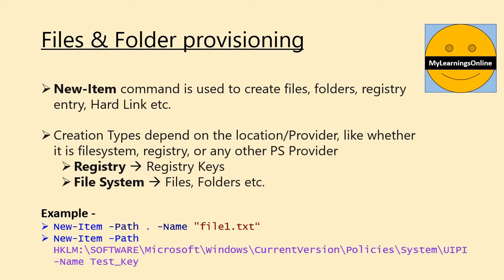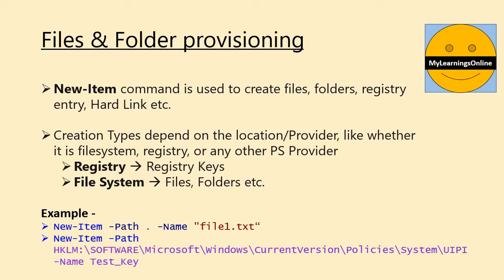The New-Item command is used to create files, folders, registry keys, hard links, etc. But what exactly can be created at a time depends upon the PS provider that we are working with. Suppose we are working with the registry provider, we can create registry keys. If we are working with the file system provider, we can create files, folders, symbolic links, etc.